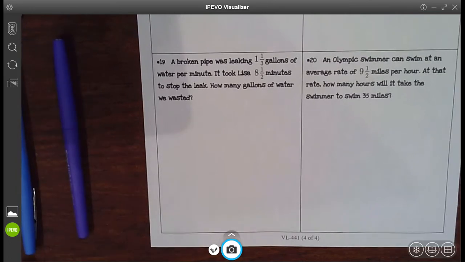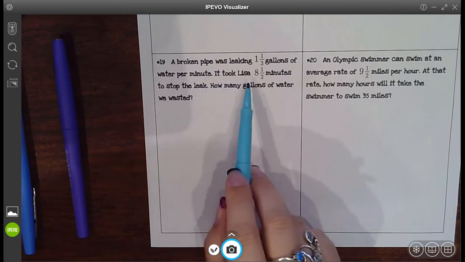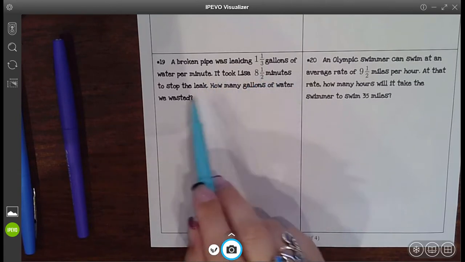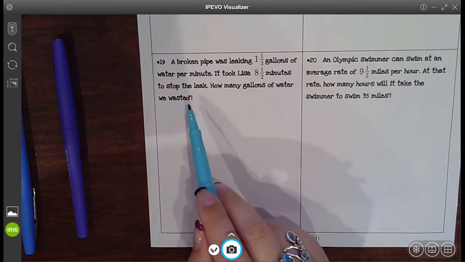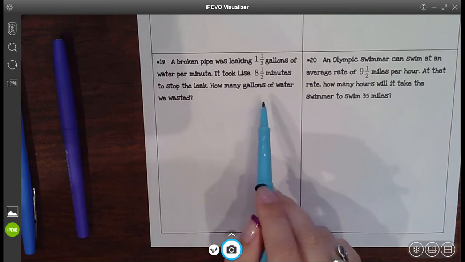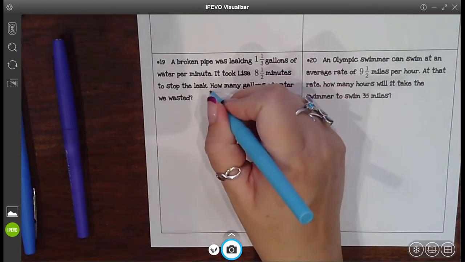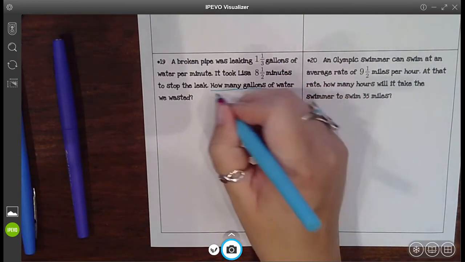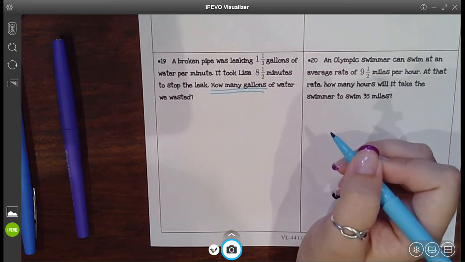So let's go ahead and read problem 19. It says, a broken pipe was leaking 1 1/3 gallons of water per minute. It took Lisa 8.5 minutes to stop the leak. How many gallons of water was wasted? So how many gallons is our main question we're asking.